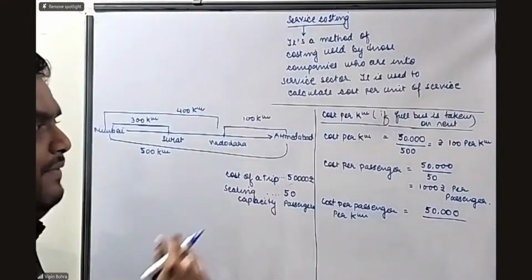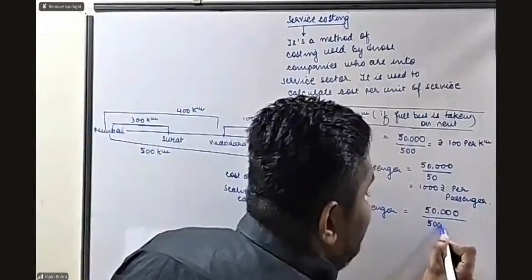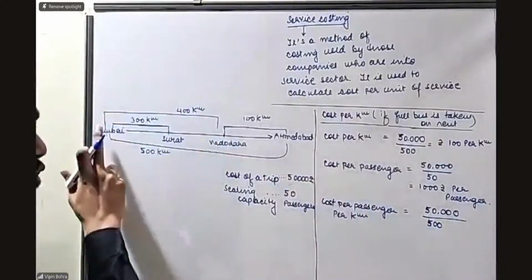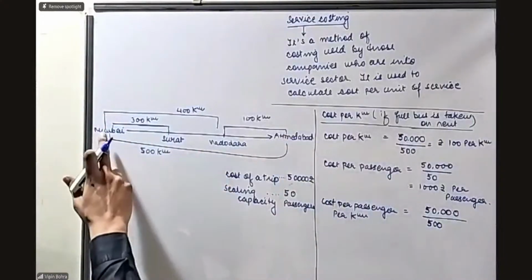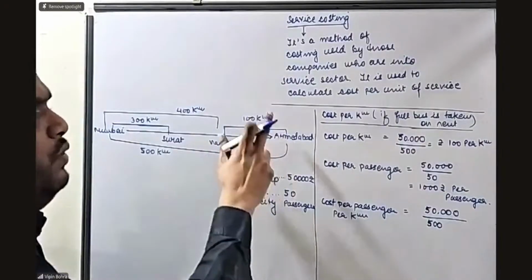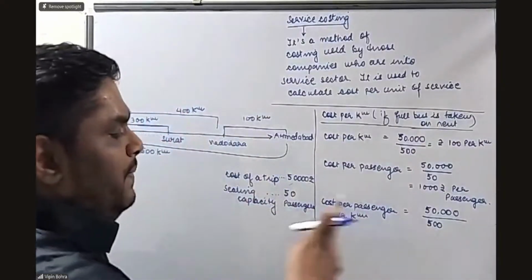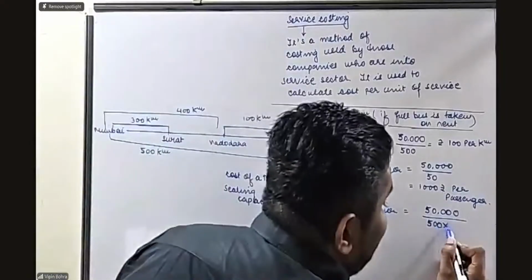The distance traveled is how much? Total distance traveled is how much? 500 kilometers. Mumbai to Surat 300, Surat to Vadodara 100, Vadodara to Ahmedabad 100. So the total distance traveled is 500, into the number of passengers traveling, which is how much?